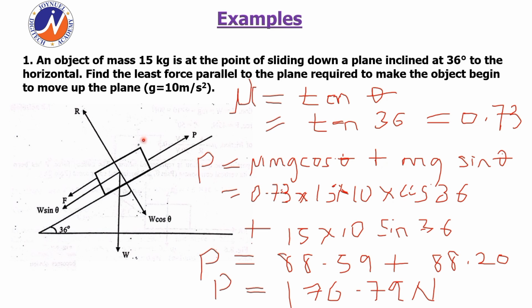So what do you have to pick from this? Once you know that this force that will push it up the plane must overcome these two forces, it will be the resultant of these two forces. These two forces are acting in the same direction, so you add them up, knowing that this is F plus W sine theta. Then put your values and you will get the final answer.